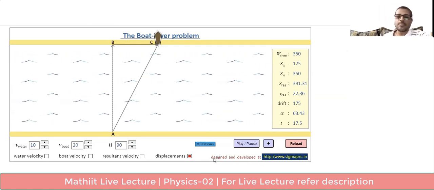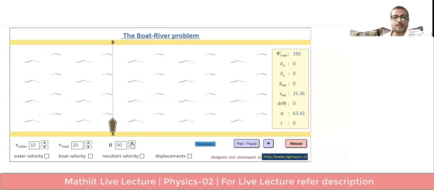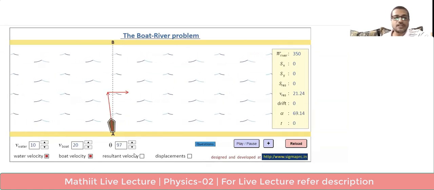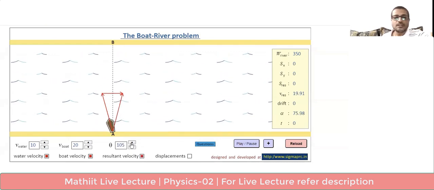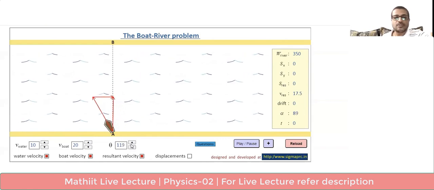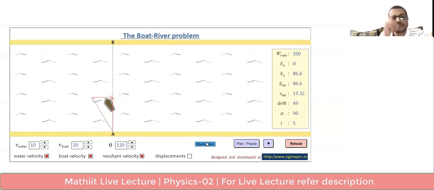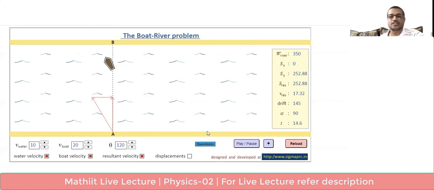Therefore, as the boat is moving, it is covering more and more displacement, and therefore the size of the vectors increases. And what happens if you tilt the boat? If you tilt the boat a little bit, now you can see the boat's velocity, water velocity, and the resultant velocity. You can adjust the boat angle to such an extent that once you let the boat move, it will move exactly parallel to the dotted line. It means it will be able to cross the river along the shortest path.